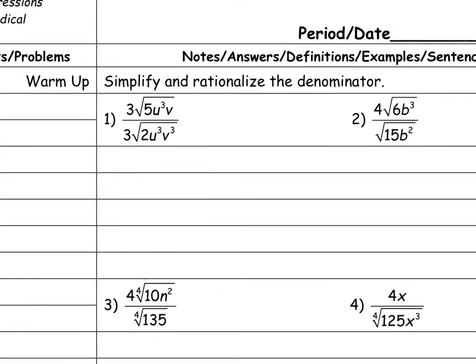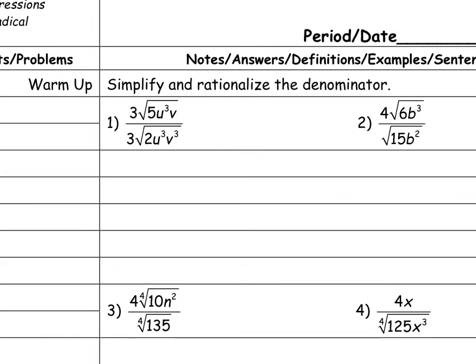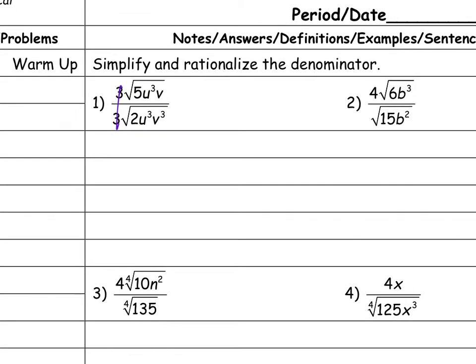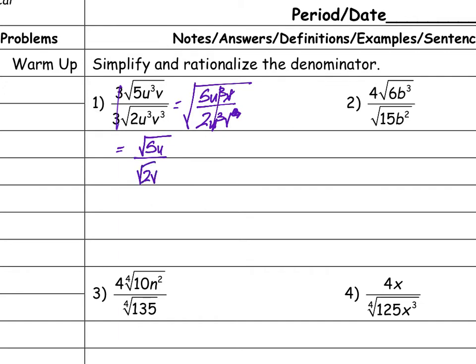Okay, so the first one, I guess I'm just going to kind of put it together. Oops, I guess I need a pencil. The 3's can go away, right? And then I get the square root of 5u cubed v over 2u cubed v cubed. So the u's go away, and 1 v goes away. So I get, let's see, what do I get? The square root of 5u over the square root of 2v squared.